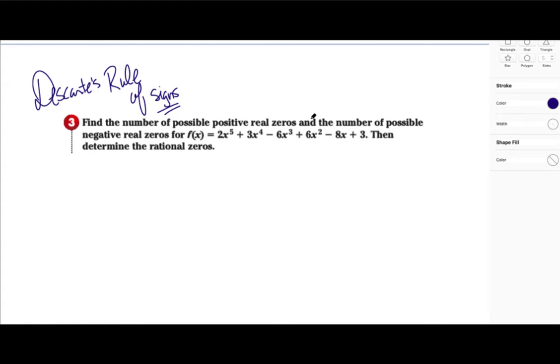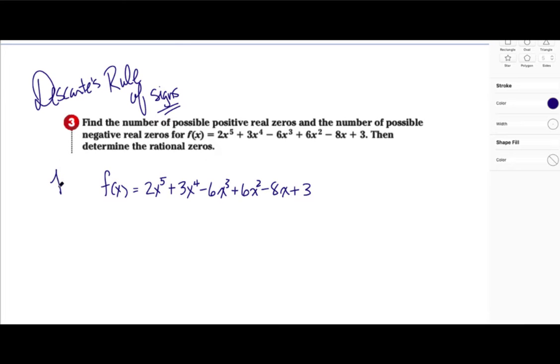Okay, so example 3 is going to require us to investigate Descartes' rule of signs. What Descartes' rule of signs tells us is the possible number of positive real zeros and the possible number of negative real zeros. And so the test goes like this. You first start off with the function, and then what you take note of is the sign changes.